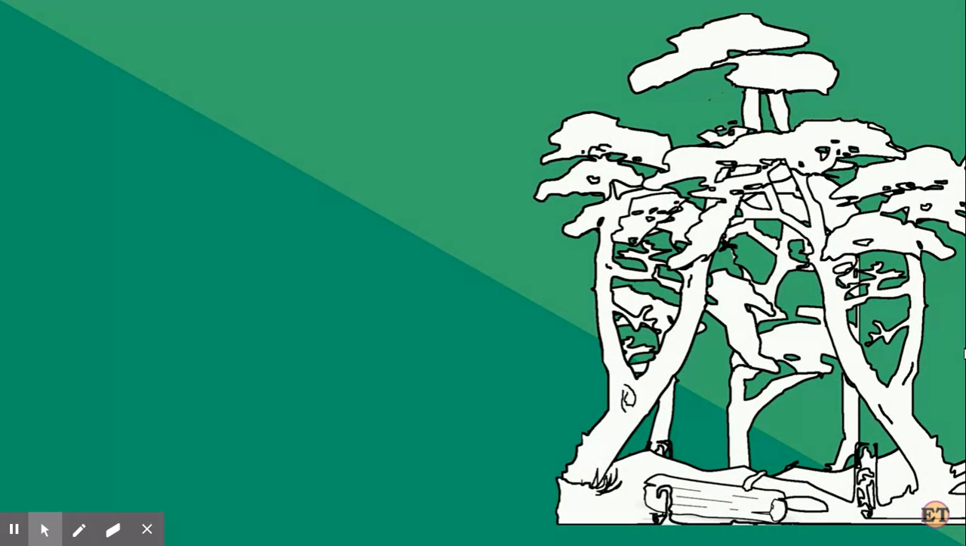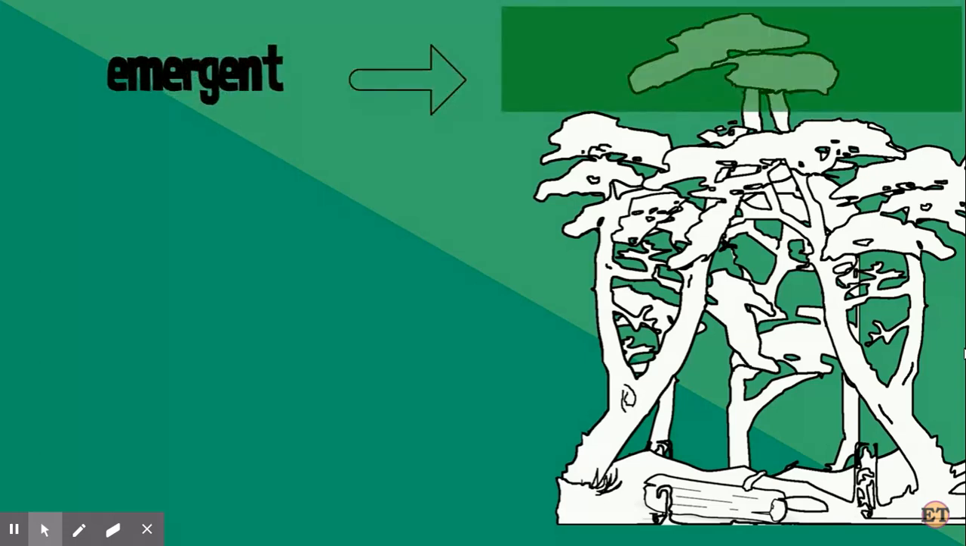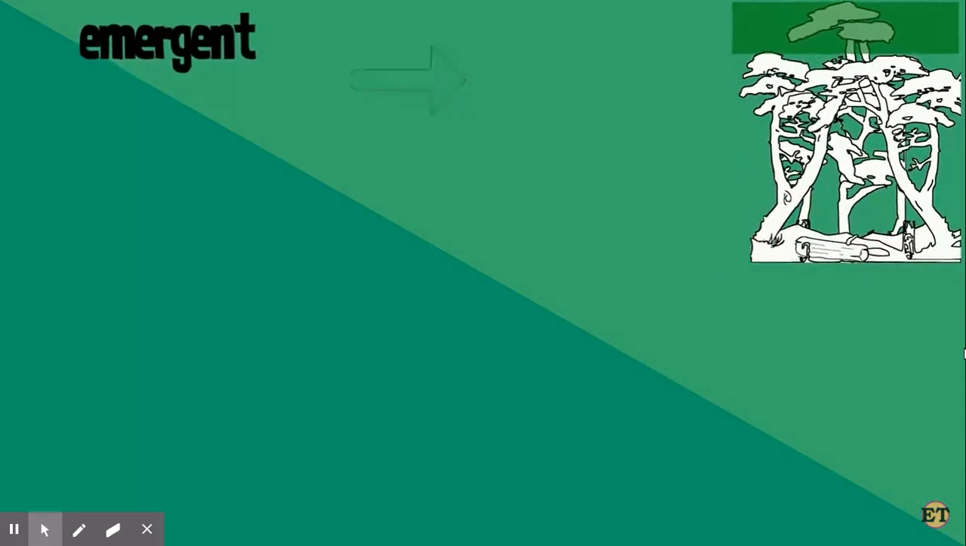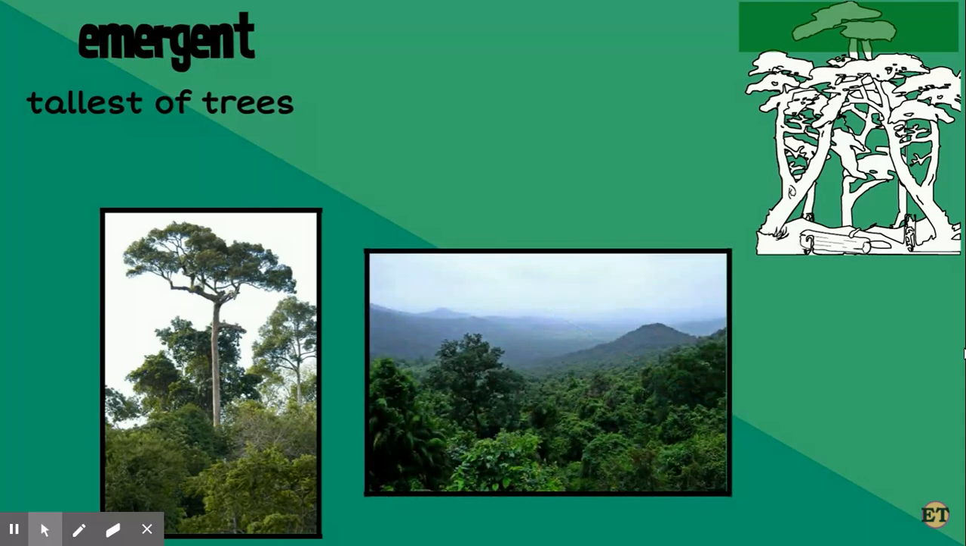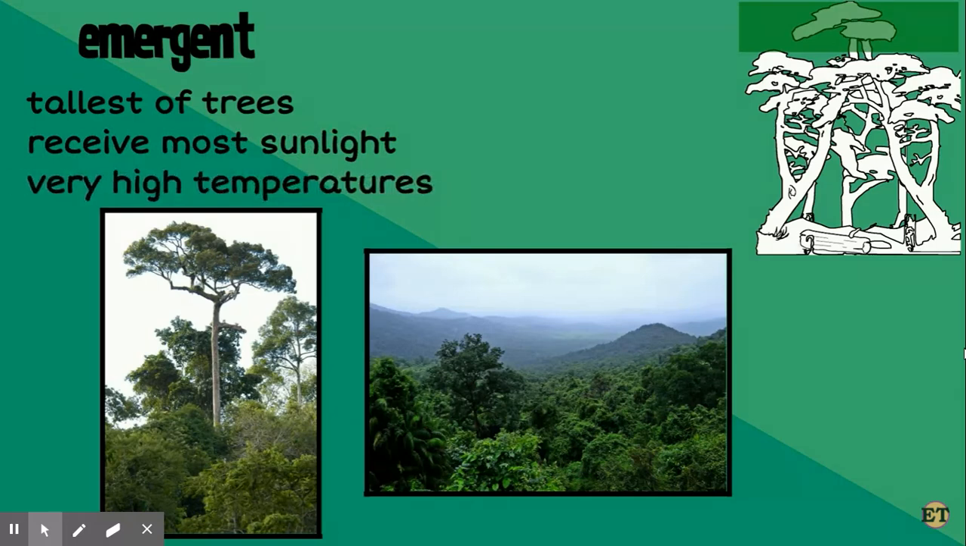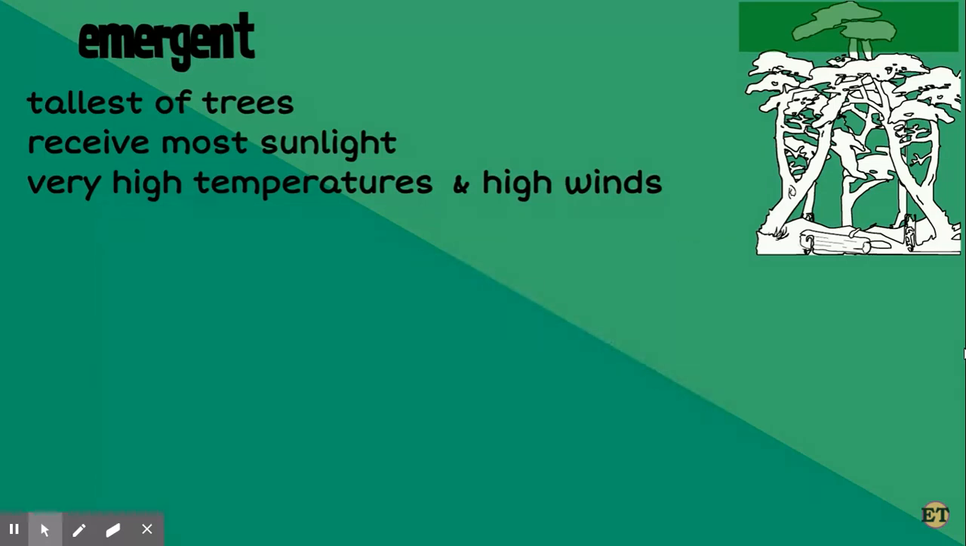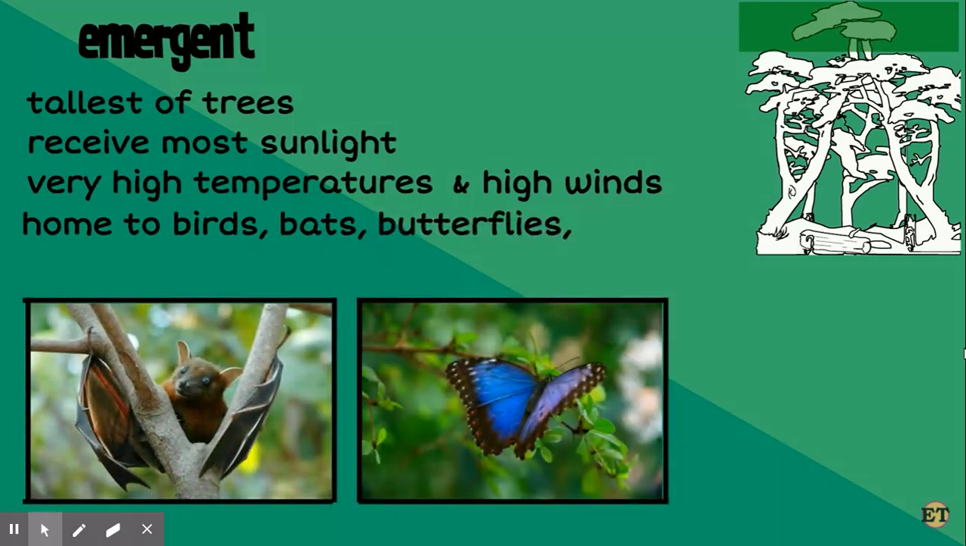Right at the very top is the emergent layer. Only the very tallest of the trees are found in this layer. Some trees can grow taller than 70 meters. The trees up here receive the most sunlight, but must deal with very high temperatures and often high winds. Some animals that live in the emergent layer include birds, bats, butterflies, and monkeys.